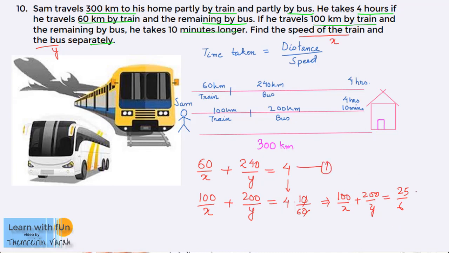Now, the two equations. We form linear equations and reduce by taking u equals to 1 by x and v equals to 1 by y. Then find the u and v values, and then the x and y values. The x value is the speed of the train and the y value is the speed of the bus.